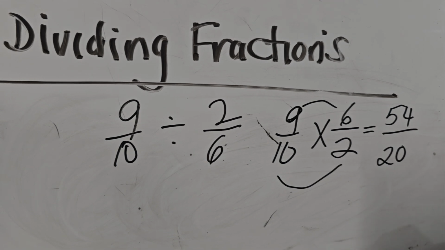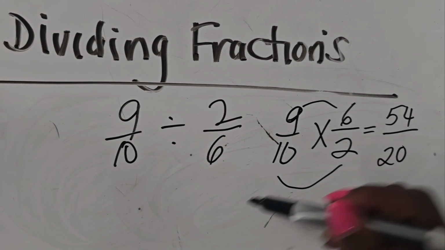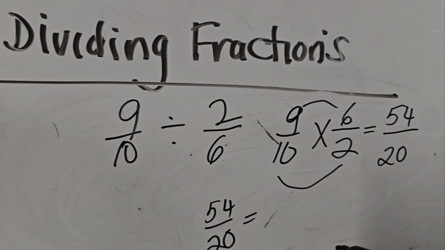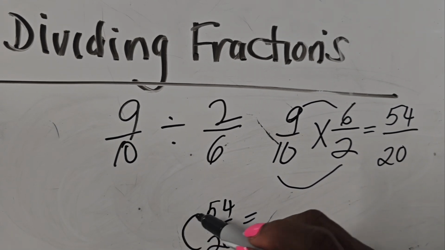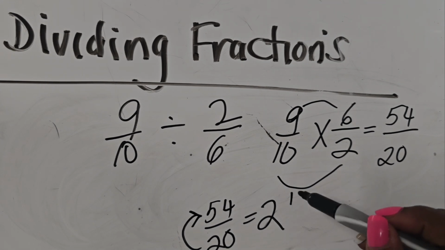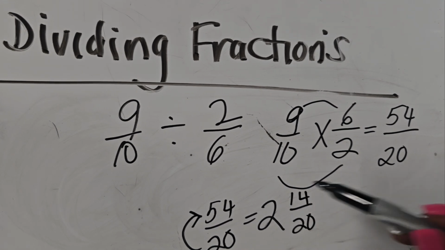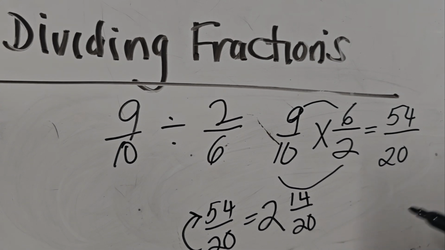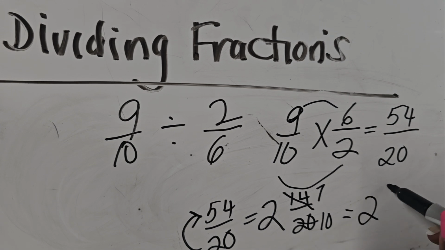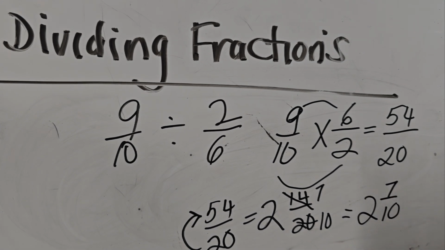If you're on a multiple choice and you go, oh my God, 54 over 20, it's not there, more than likely you need to reduce. 54 over 20 becomes, I'm going to take 20. I'm going to say 20 goes into 54 2 times, and there's 14 left over. 14 over 20. Even 14 over 20 can be reduced. 2 goes into that 7. 2 goes into that 10. I think I can't reduce any lower. So my answer is 2 and 7 over 10.